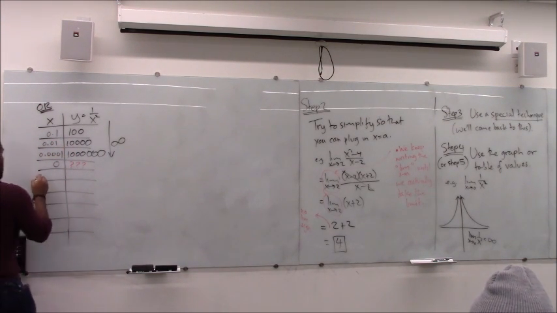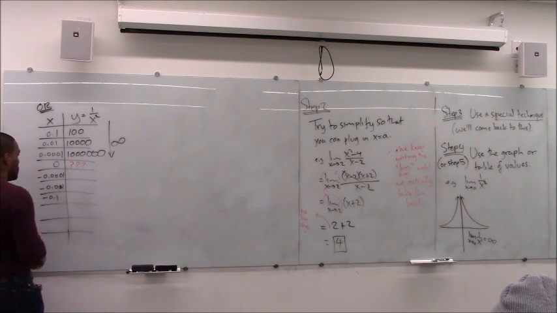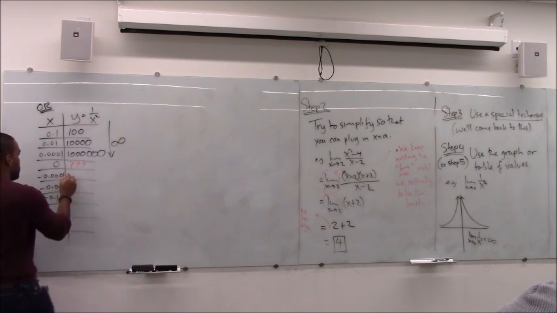You can actually do the same thing going the other way. Minus 0.1. And in this situation, what's going to happen is the square is going to get rid of the negative sign, so you'll actually get pretty much the same numbers.